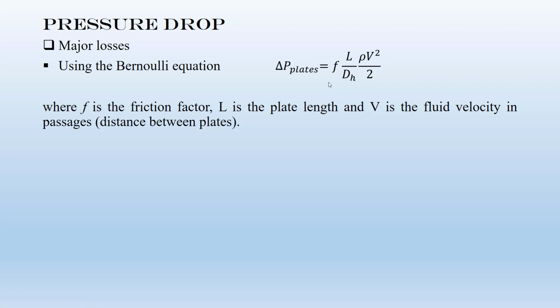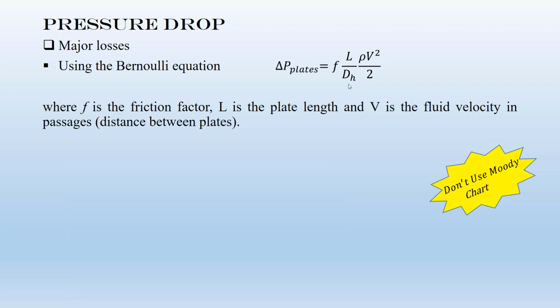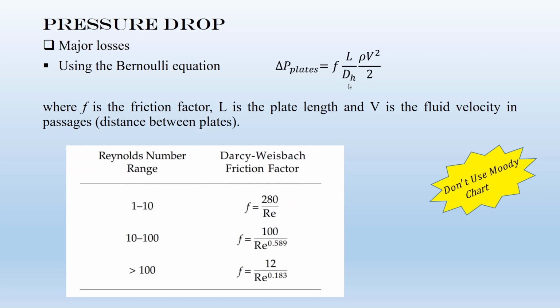You can write delta P equals f L density velocity square over D hydraulic times. So again, guys, D hydraulic equals the D equivalent for plate and frame heat exchangers. F is the friction factor. For the friction factor, don't use the Moody's chart. Why? Actually you can use the Moody's chart, because the Moody's chart, guys, is based on the critical Reynolds number of 2,200. But here, the critical Reynolds number is different.